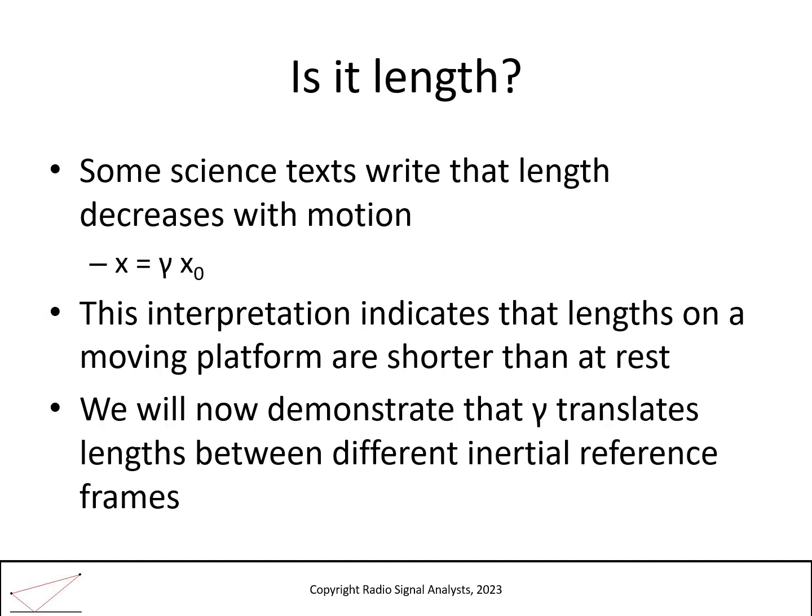Some science texts write that length decreases with motion. This interpretation indicates that lengths on a moving platform are shorter than they are at rest. In our previous presentation, Physics 03, we noted that length contraction was inferred by the Michelson-Morley experiment, and that the speed of light was universal in all inertial frames. We will now demonstrate that the Lorentz factor translates lengths between different inertial reference frames.